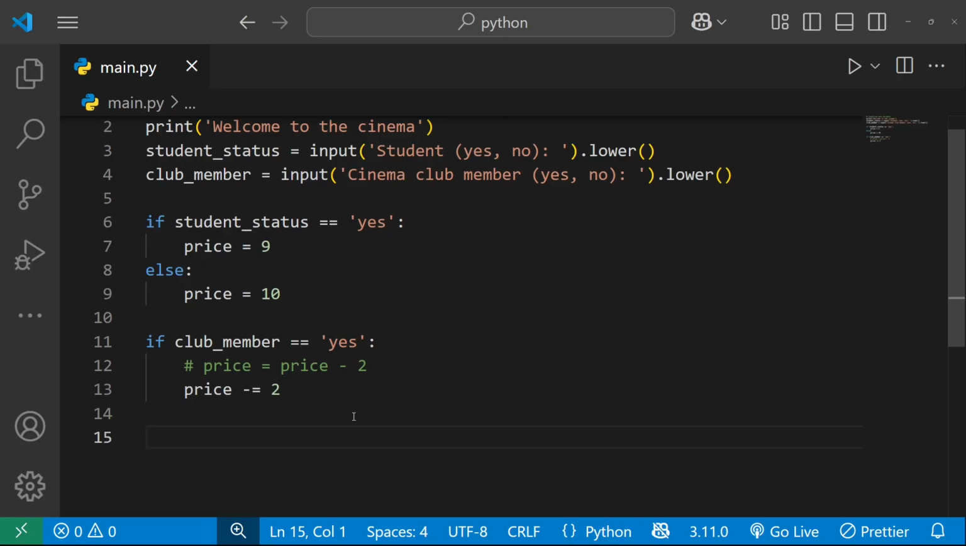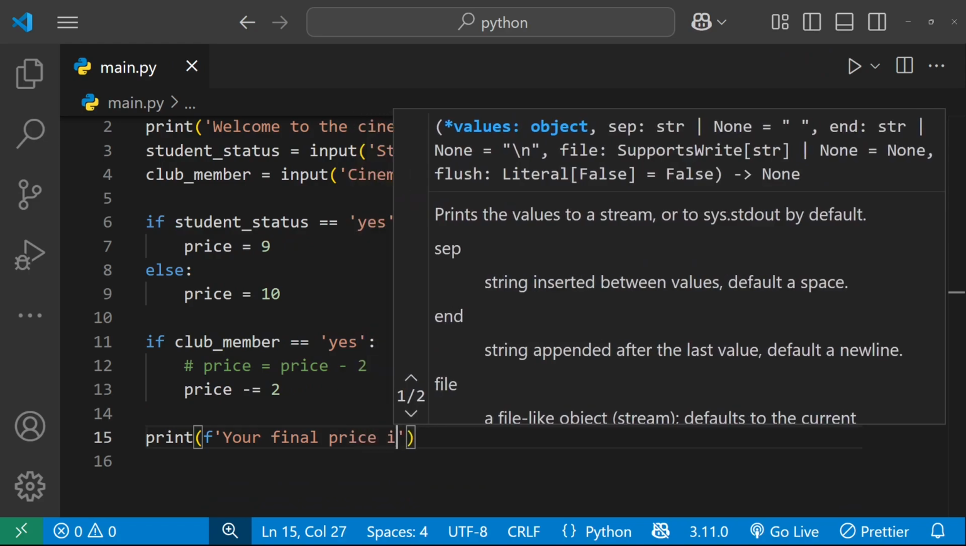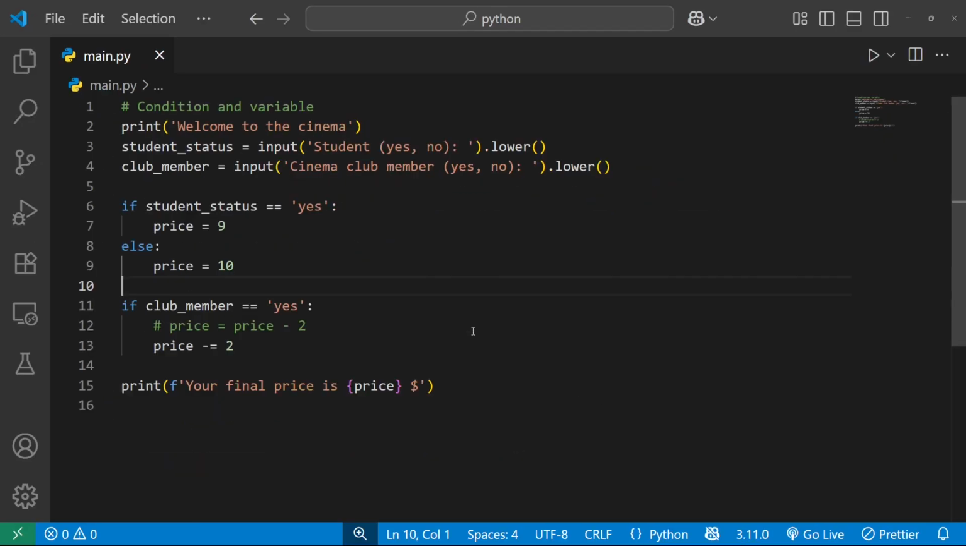And if the visitor isn't a club member, we don't have to do anything, right? So there is no need for else. We don't have to use it. So we will do only this, and I will print. We can use an f-string. Your final price is, and put the price variable here, and write the dollar sign. Okay, so I think it's finished.